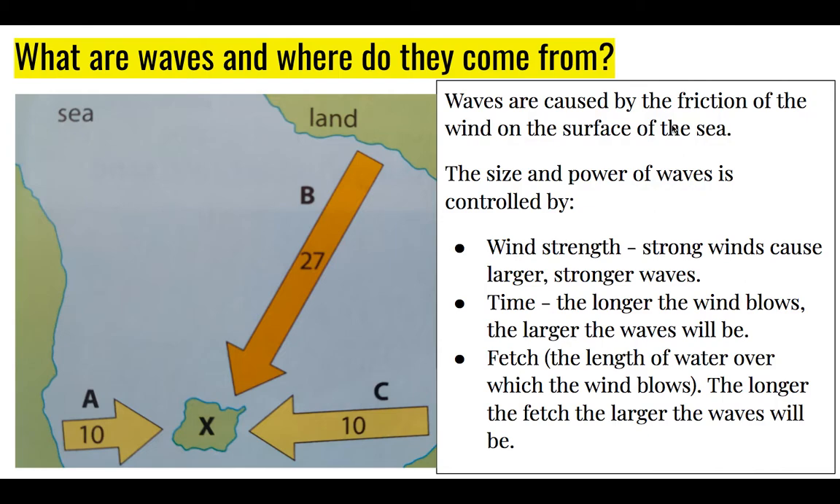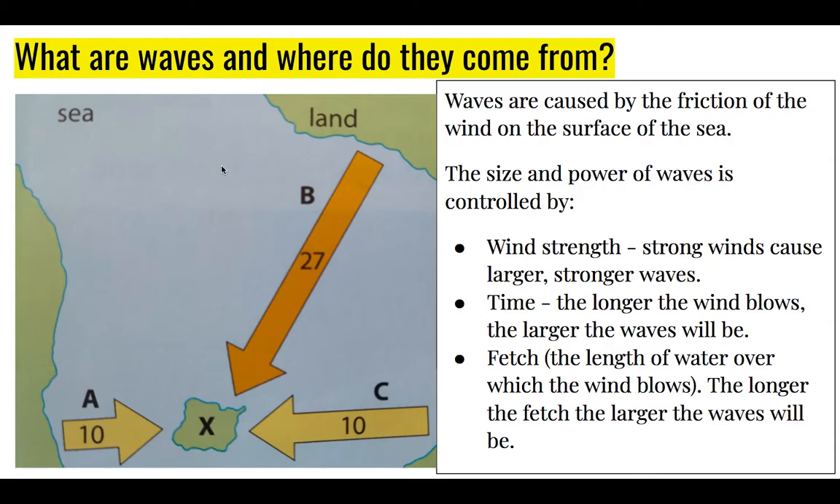Right, now that you're back from that, we're now looking at where waves come from. Waves are caused by friction of the wind on the surface of the sea. That's what produces the actual wave. Just like when you're blowing the top of your tea to cool it down, you make little waves. So much larger waves are made at sea by much larger breezes than you produce when you blow your tea.